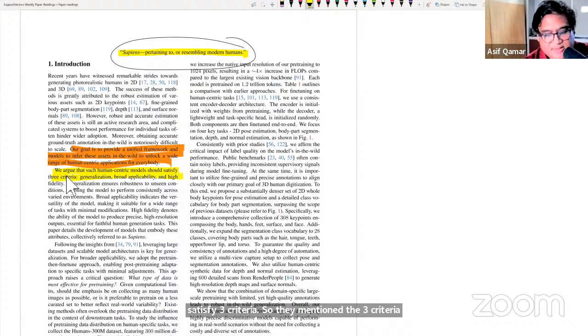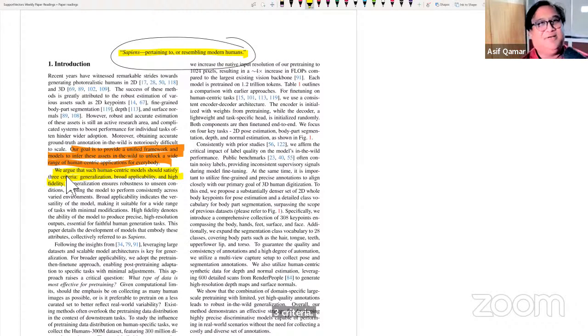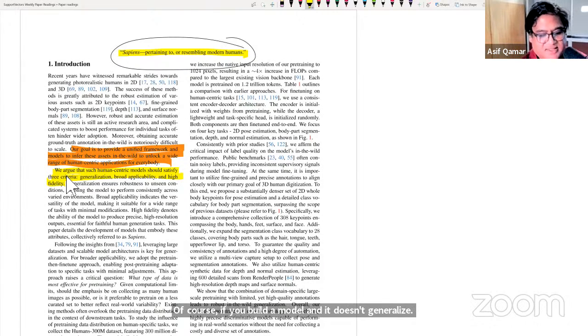3 criteria: generalization. Of course, if you build a model and it doesn't generalize, it's basically overfitting. Right? It should be able to generalize. It should have broad applicability. That is inherent to the definition of a foundational model. Right? So what they are saying is, it would be good to build something that essentially is a foundational model for this group of tasks. Right? So it has broad applicability and high fidelity.